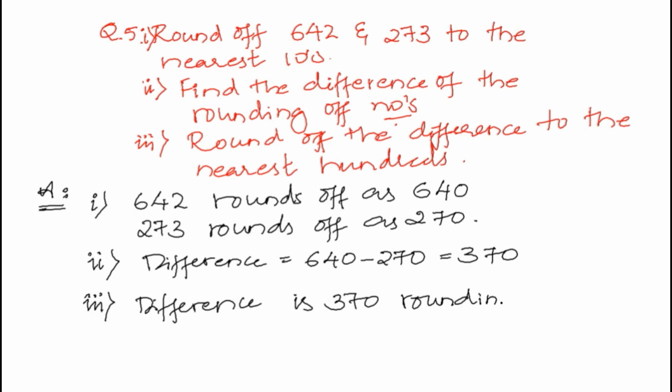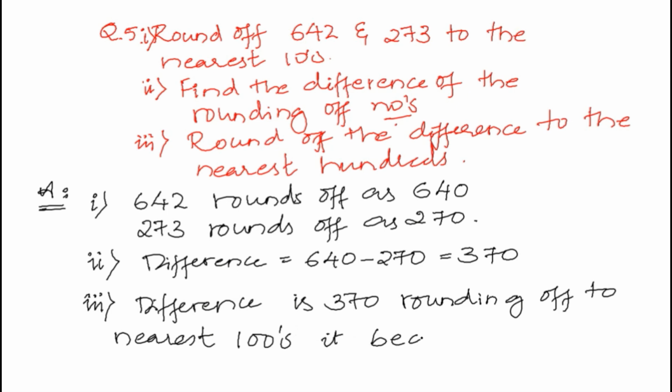Rounding off to nearest hundreds, it becomes 400. The reason is the digit at tens place we have to see. Here it is 7, larger than 5. Therefore, the rounded off number becomes 400.